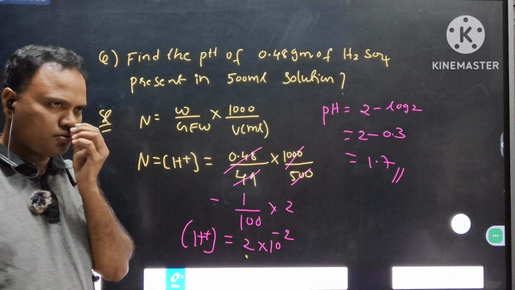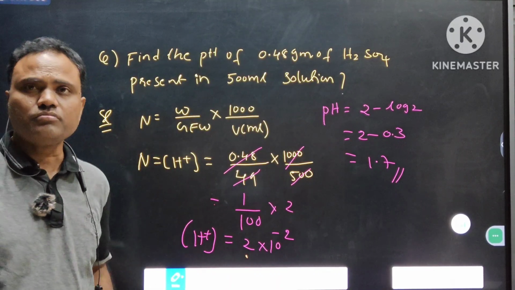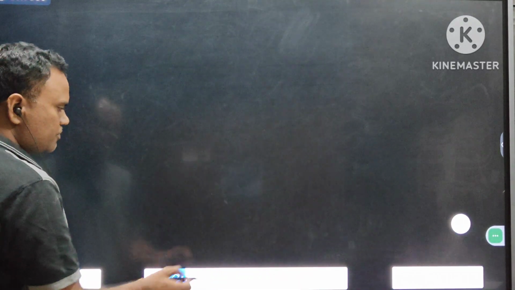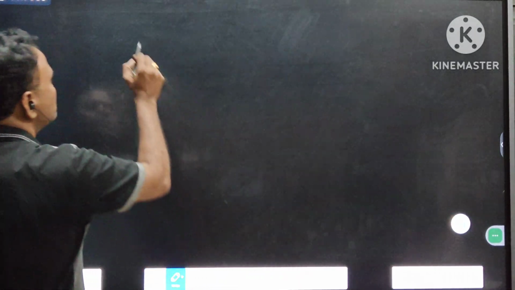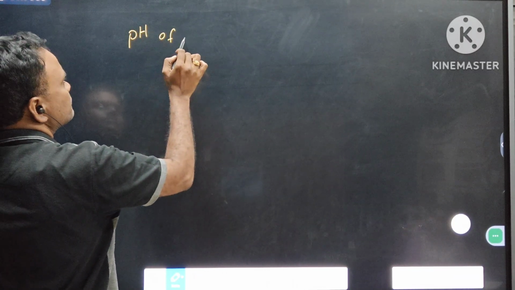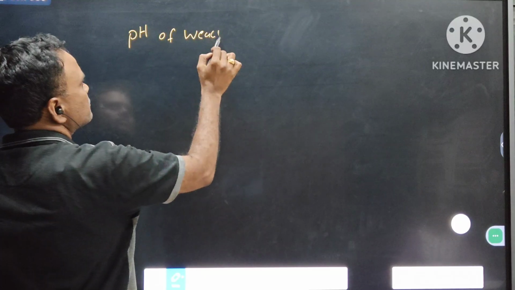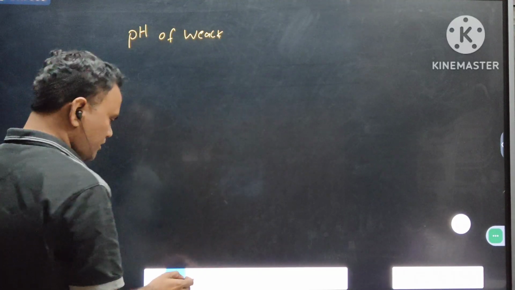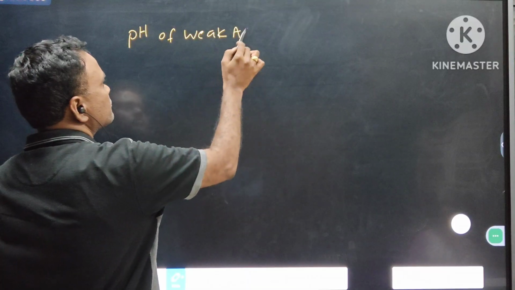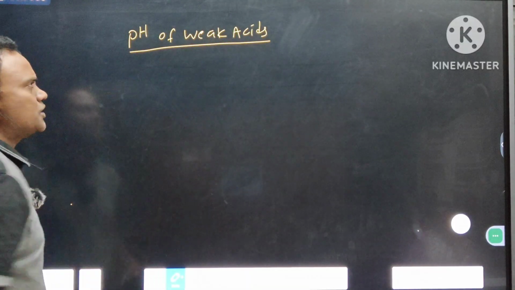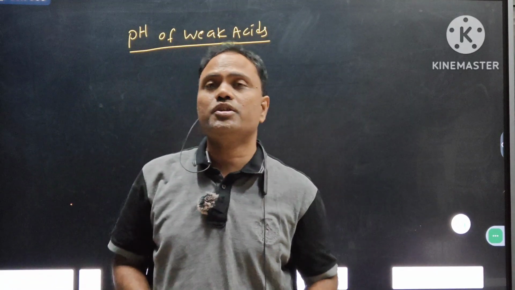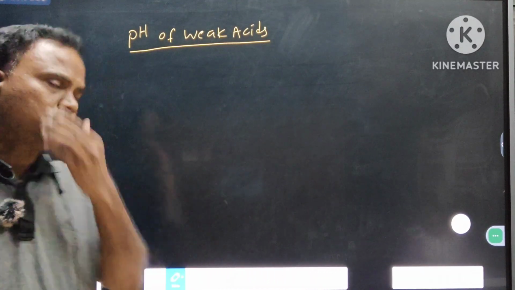Now let's add a new topic: pH of weak acids. Before that, all of you note down the list of weak acids and weak bases. This is very important. Weak acids list, weak bases list. This is useful for salt hydrolysis and for buffer solutions.